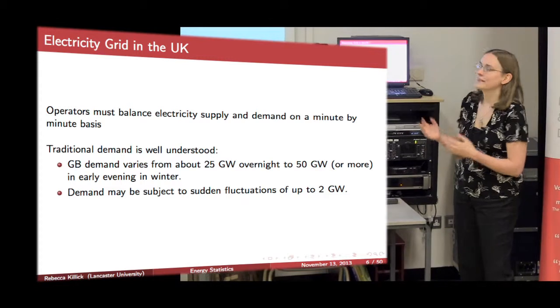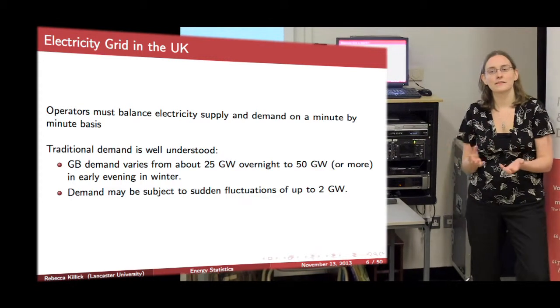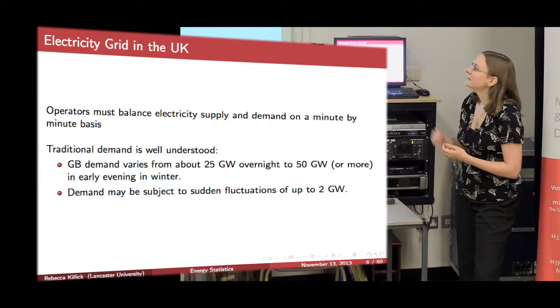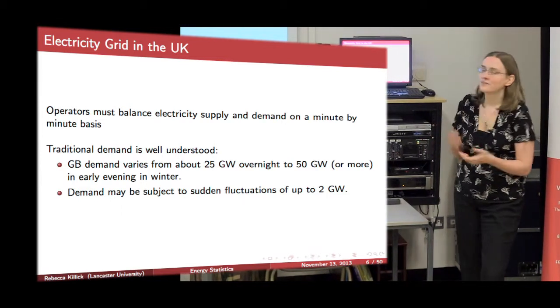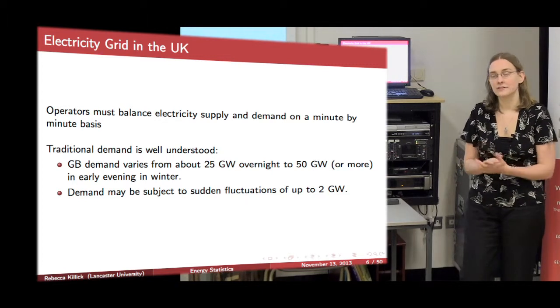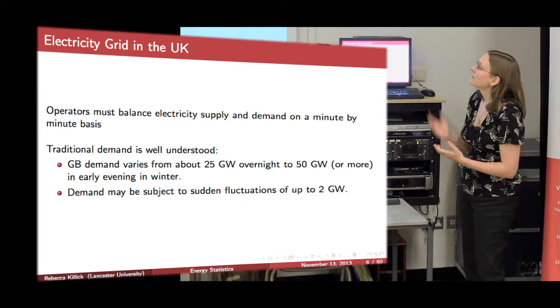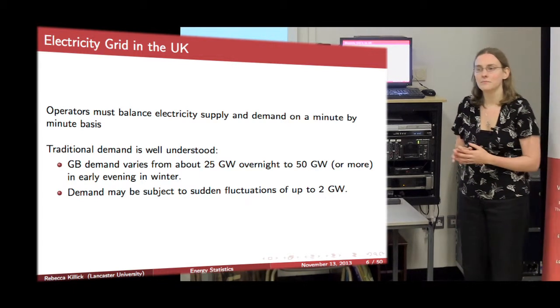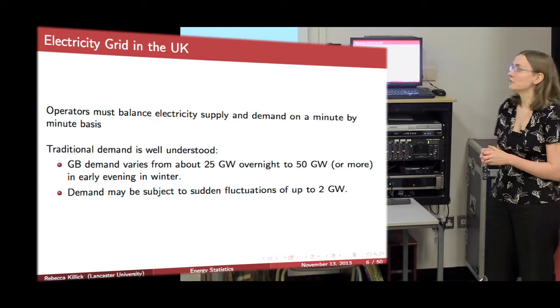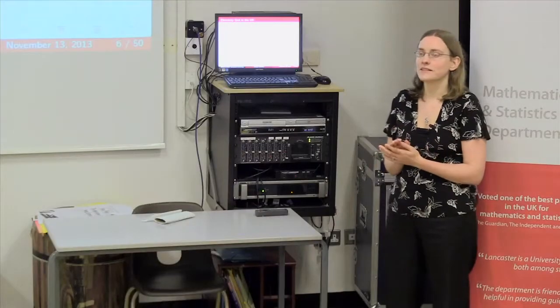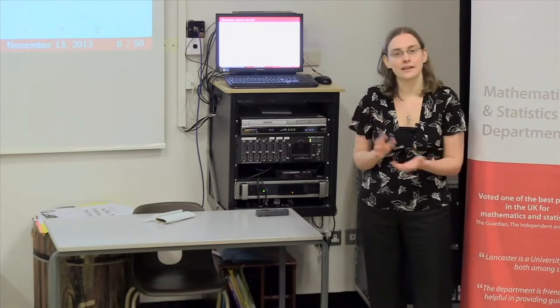Generally speaking, the demand side of it is pretty well understood. We're pretty predictable as human beings. Typically you're talking about 25 gigawatts overnight, when most people are asleep and there's no manufacturing generally going on, up to about 50 gigawatts or more during the day, with manufacturing taking up quite a large proportion of that. And this demand may be subject to sudden fluctuations of up to about 2 gigawatts.